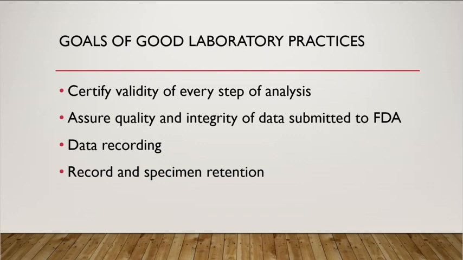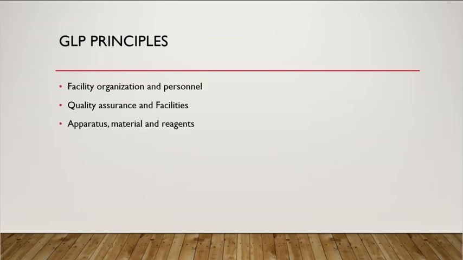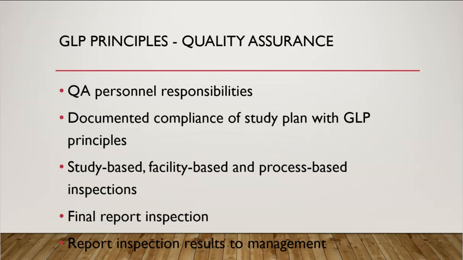So that's the overview. Now let's drill down a little bit into GLP principles. And there's about a dozen of them. These principles mimic the title chapters: facility, organization, and personnel, QA and facilities, apparatus, material, and reagents, test systems, test substances plus reference substances, SOPs, performance and reporting, storage and retention, final report, and then inspection results to management.